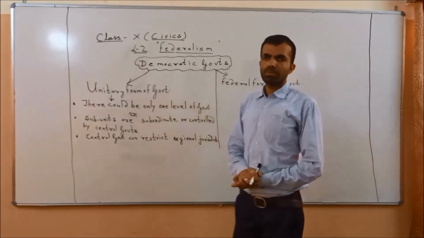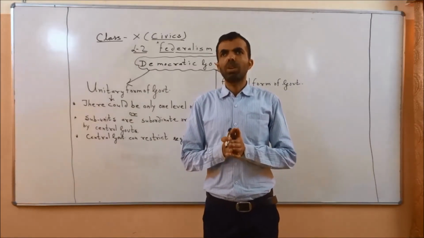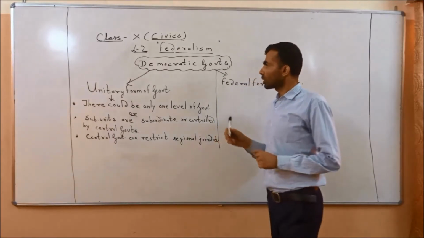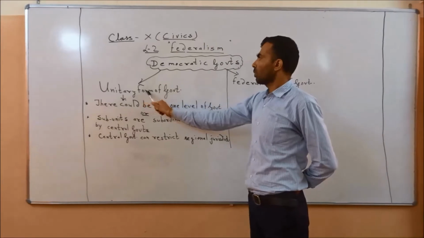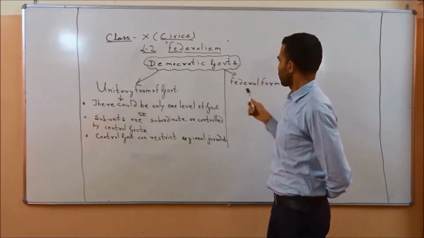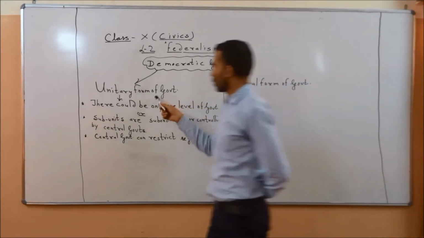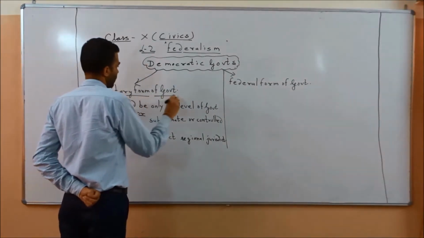Dear learners, in a democratic type of setup, generally there can be two types of governments. One set of democratic government would be the unitary form of government. Other kind of setup would be the federal form of government. First we'll learn about the unitary form of government, then we'll learn about the federal form of government.